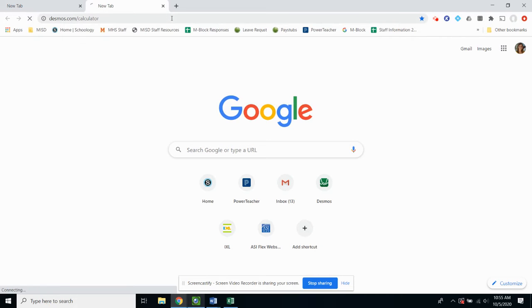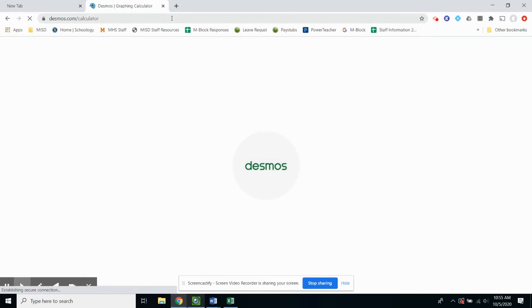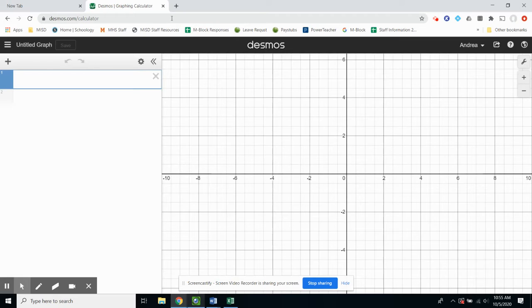Desmos.com/calculator, and you will get this. Okay, and then you just go ahead and follow the directions. So it says type in y equals ax to the power of 2. It says you will be asked to add a slider.